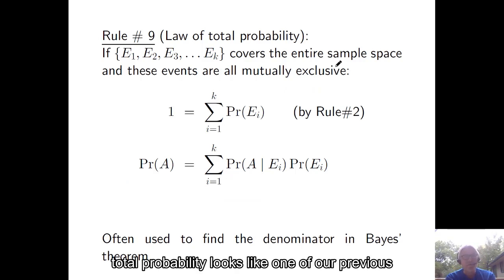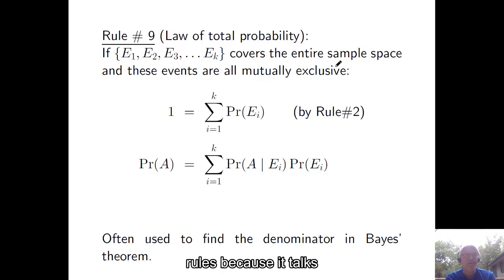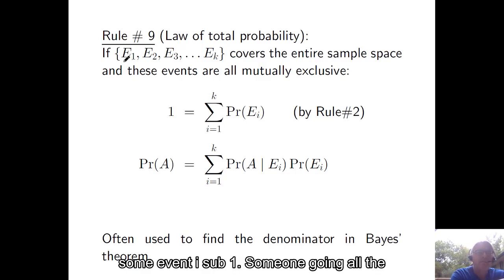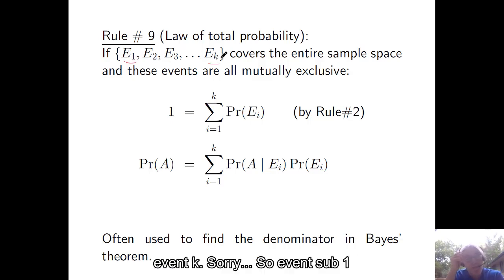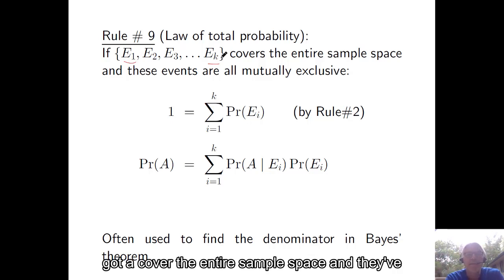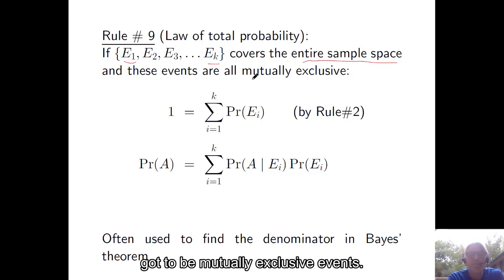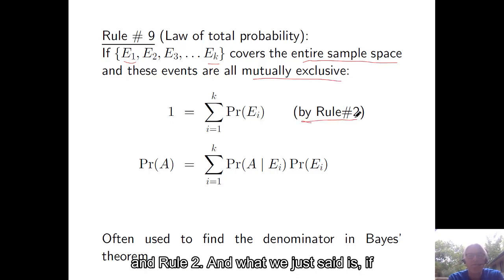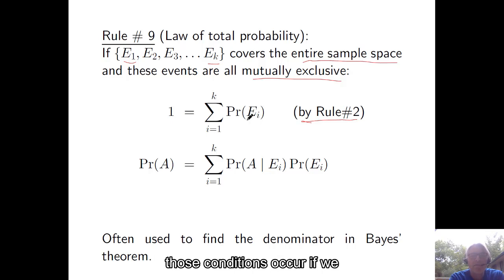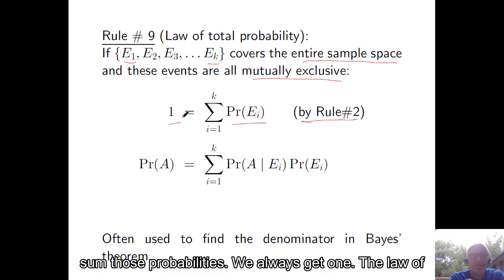The law of total probability looks like one of our previous rules because it talks about some events, event I sub 1 going all the way up to event I sub k. Those have to cover the entire sample space, and they have to be mutually exclusive events. We saw something like this before in Rule 2: if those conditions occur and we sum those probabilities, we always get 1.